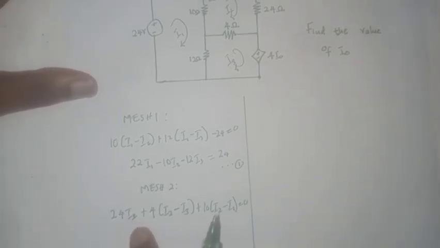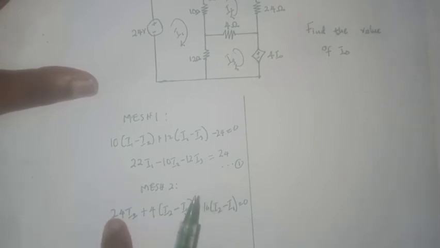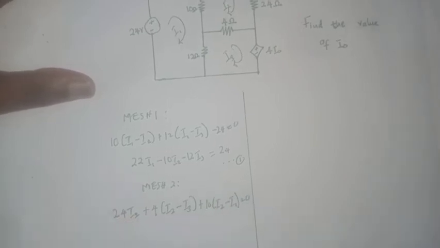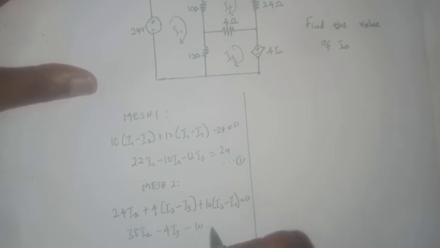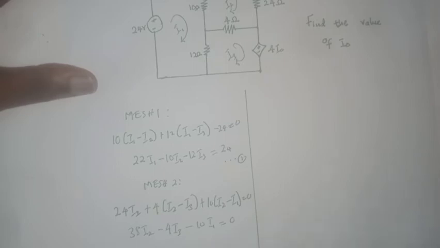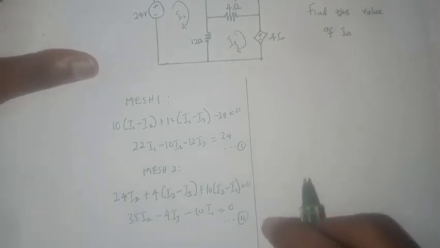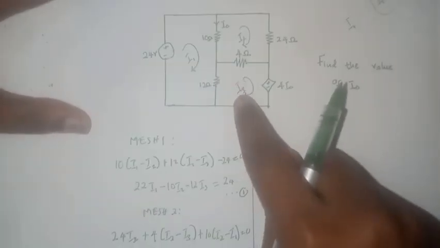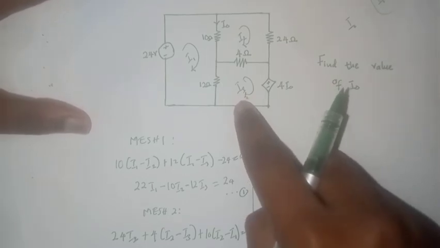Then we can expand this, so that would be 24 plus 4 plus 10, that would be 38. So we have 38 I2 minus 4 I3 minus 10 I1, all equal to 0, and we can call this our second equation. Then we can proceed to mesh 3 and write the KVL equation there.